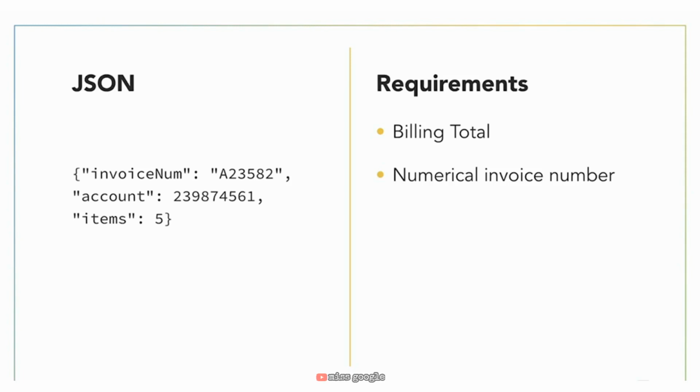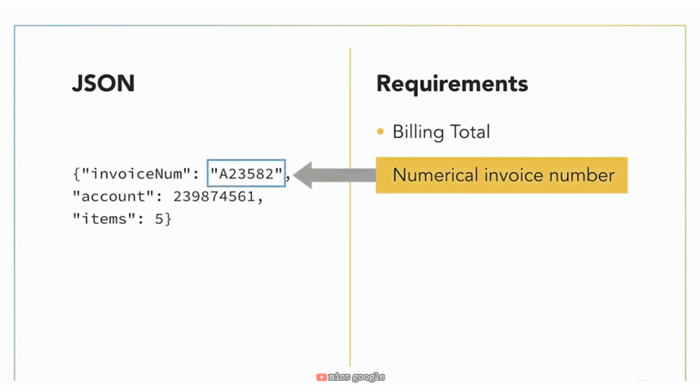Now, the other thing I notice about this data is that the invoice num value is a string that includes both numbers and letters, but I'm expecting a numerical value. So even though I have data, it's of the wrong data type. Again, validating the data before processing it prevents potential errors or unexpected results that might come from trying to perform mathematical operations on a string value.